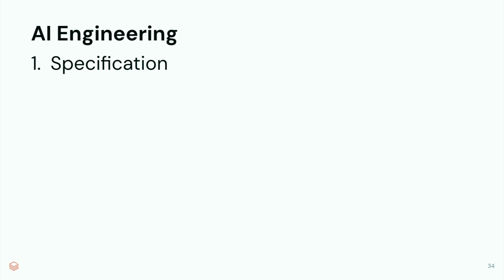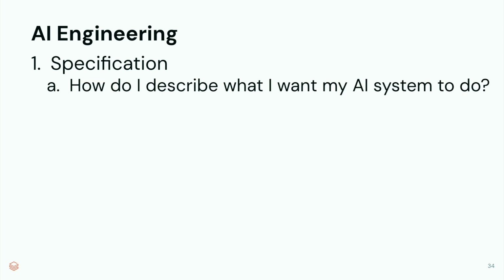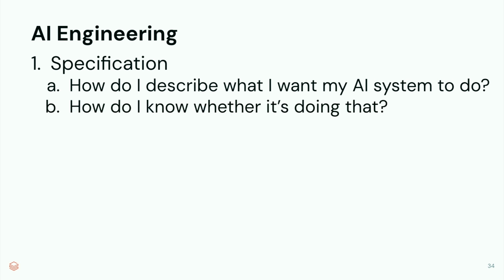This is true in coding. You build test cases, you build a design doc, that's your specification. In the AI world, it's really asking the same question, but for a different kind of system. How do I describe what I want my AI system to do? And then, of course, you have to actually verify, how do I know my system is doing this? In software, this is testing and monitoring. What does that look like in AI?